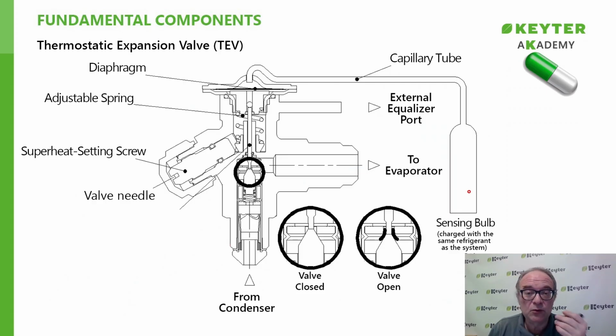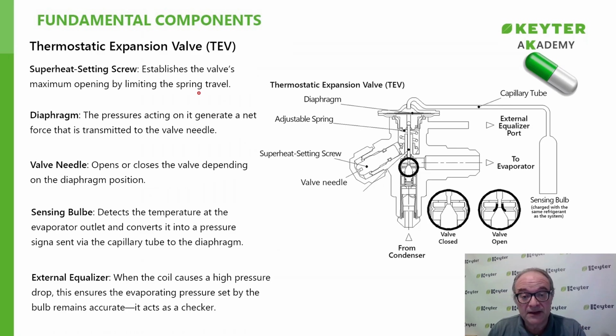The bulb, which will be filled with the same refrigerant that the expansion valve works with, will transmit a pressure depending on the temperature it detects. Now we will see where it will transmit a pressure through the capillary to the diaphragm, okay? The adjustment screw, as we have mentioned, sets the maximum opening of the expansion valve. That diaphragm will determine which pressure prevails. Now we will see what the pressures are.